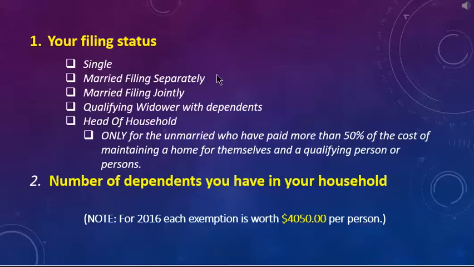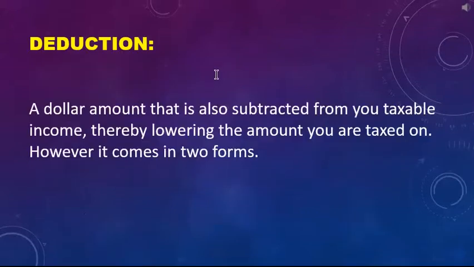The second thing that your exemptions are determined by is the number of dependents you have in your household. Note, for 2016, each exemption is worth $4,050 per person.